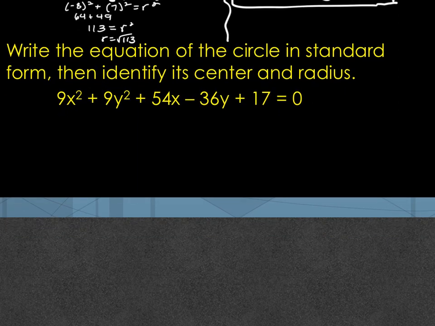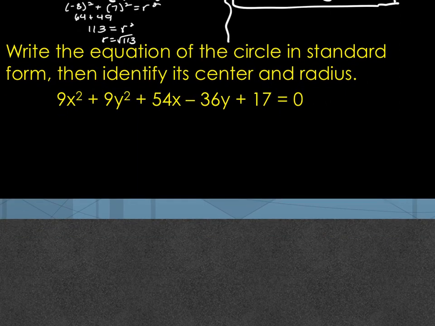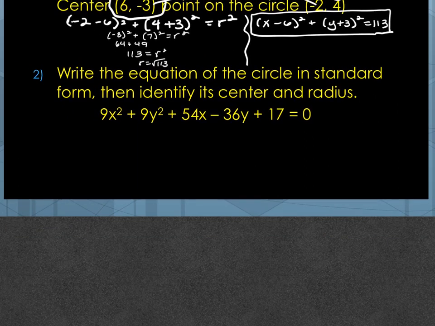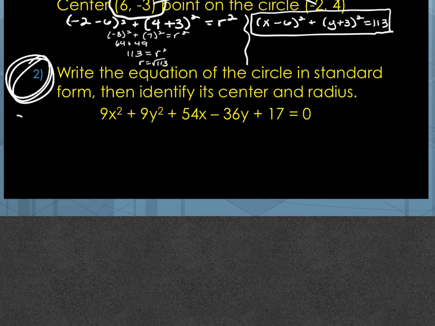Okay, number 2 says write the equation of the circle in standard form, then identify its center and radius. If you want to highlight or circle number 2, this is an example of what a quiz question could be. You're going to get one of the 4 conics, right? Circles, parabolas, ellipses, hyperbolas. Am I missing something? Nope. And so this is what it would look like if you got a circle. You can get any of these shapes for the quiz: a circle, a parabola, an ellipse, or a hyperbola.